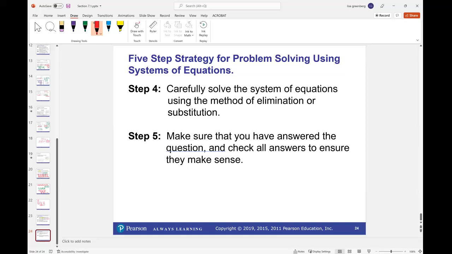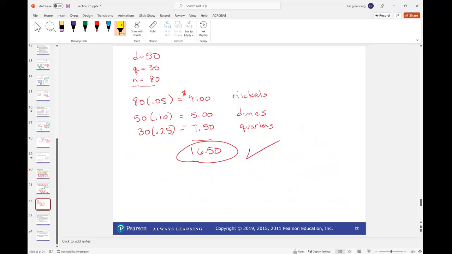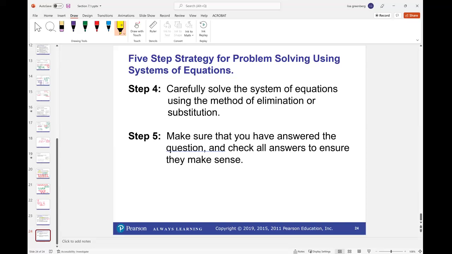And then make sure you've answered the questions and check all answers to ensure they make sense. Well, we did check our answers, and the question says, how many of each coin does Billy have? We answered that question. Billy had 50 dimes, 30 quarters, and 80 nickels. And we checked our answer to make sure that it made sense. And it does. So that's basically how you do these systems of equations.